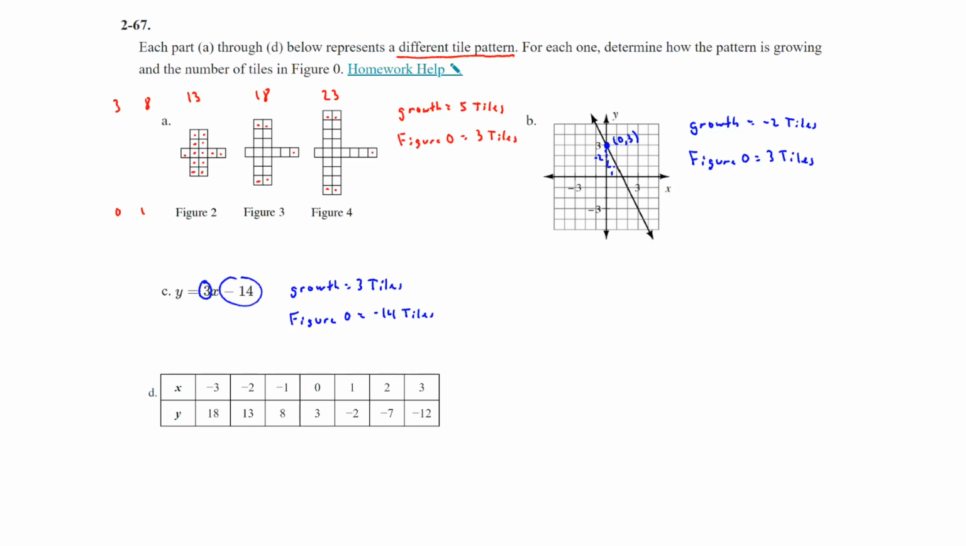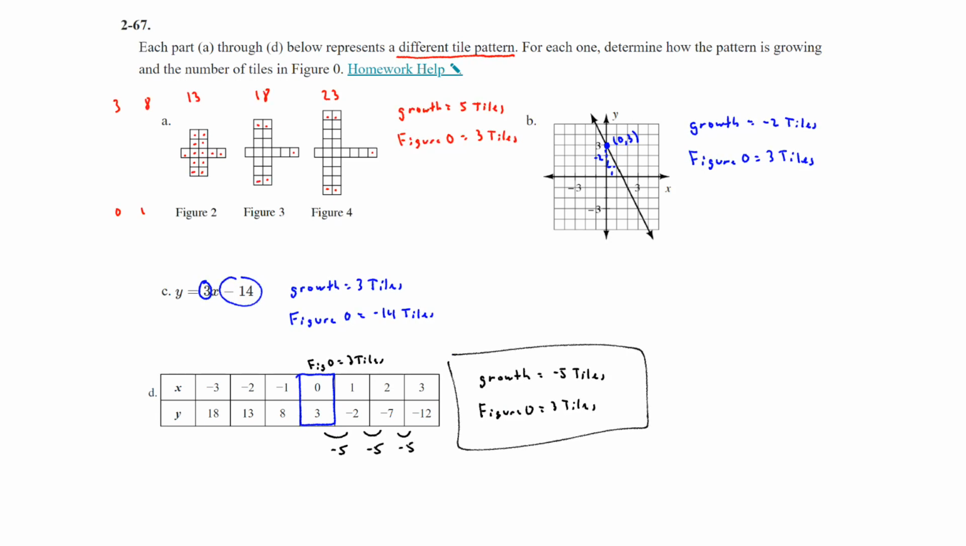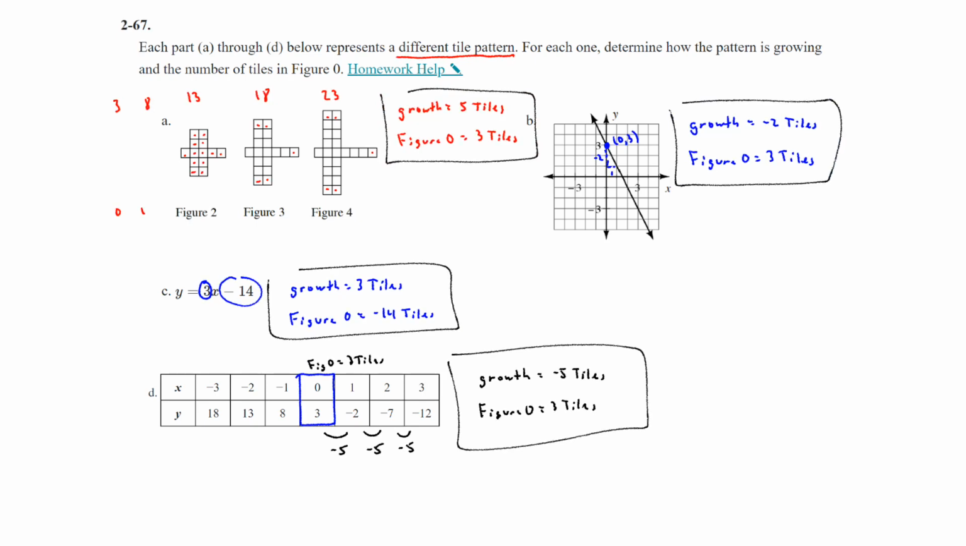D, we're looking at a table, and so what we're looking at here is figure 0. In figure 0 right here, we have 3 tiles, and then how much is it growing? Here, it looks like we are losing 5 tiles every time. And so for each one of these, make sure you're writing the growth and the figure 0 number for the 4 different representations.